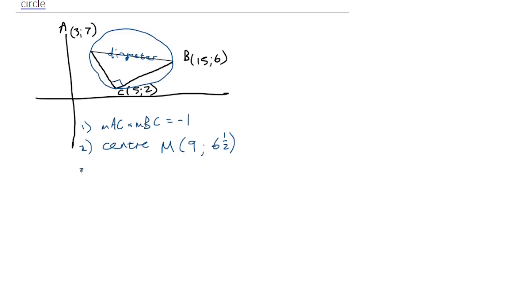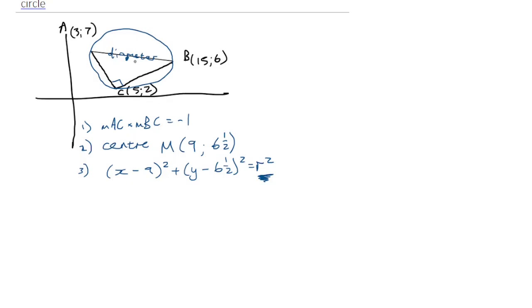Then we can start writing out the equation of the circle. So it will be x minus 9 squared plus y minus 6.5 squared equals r squared. And again, like all function related questions, whenever you're missing a letter, you want to sub in a point. And so I can sub in any point that's on the circumference, and when I sub that in for the x and the y, it will give me the r squared.